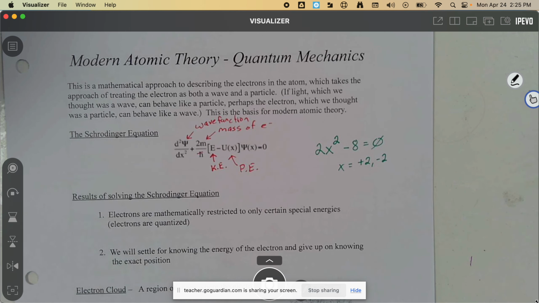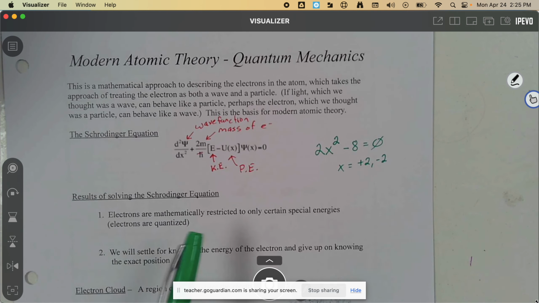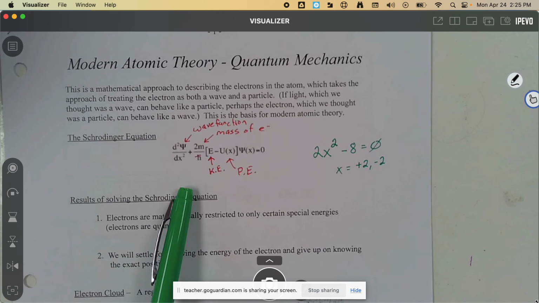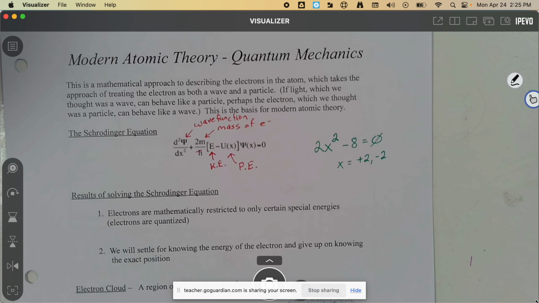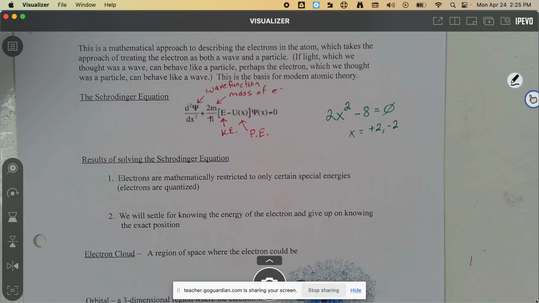We finally had a reason why the electron couldn't have just any energy. It had to have only the energies that made this statement true. So we now have a reason that the electrons are quantized. Okay, so we don't have to solve it, we just have to understand the results. Electrons are mathematically restricted to only certain special energies, and we're going to have to give up on knowing the exact energy of the electron, or we're going to have to settle for knowing the energy of the electron and give up knowing the exact position.